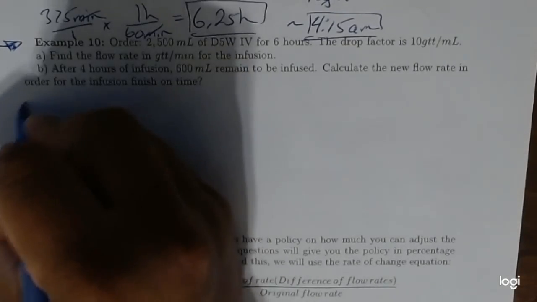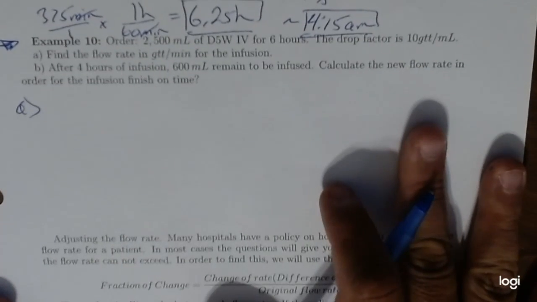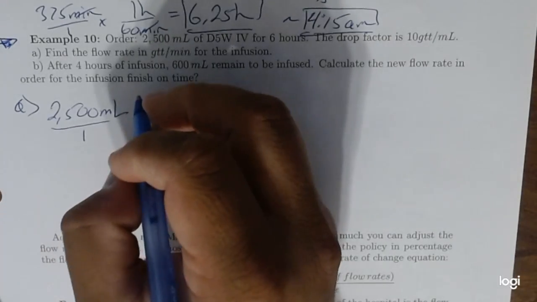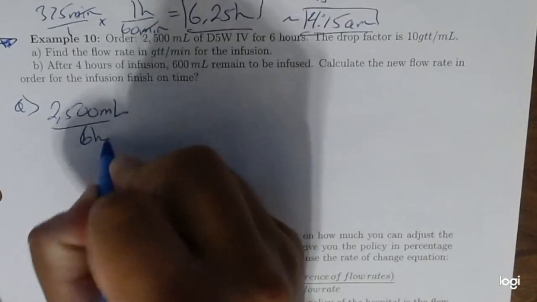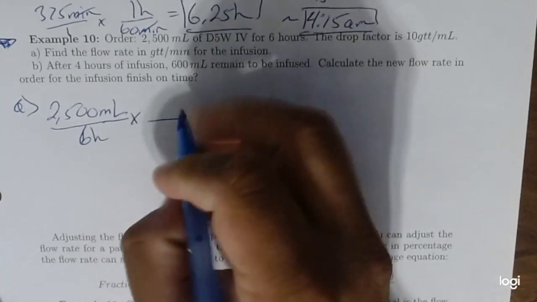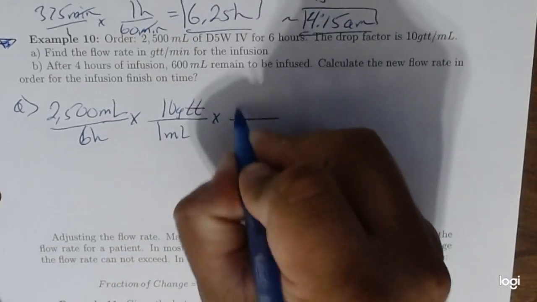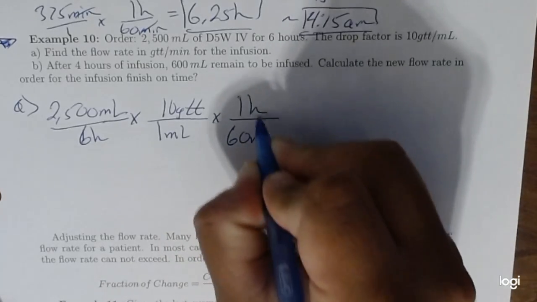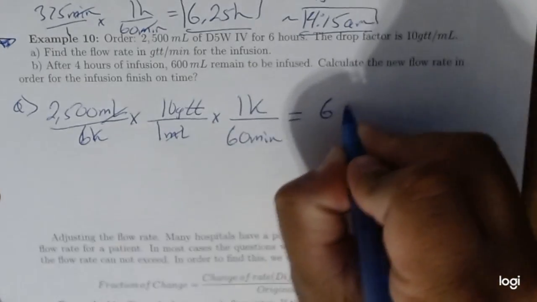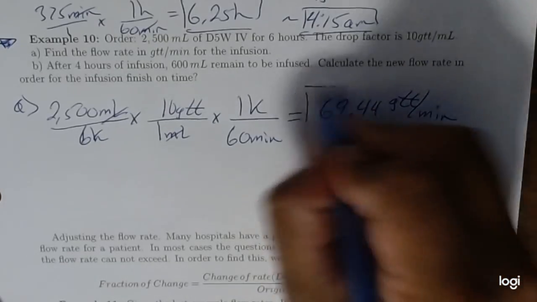A says, find the flow rate in GTT per minute. Well, same thing, right? Infusion. Okay, not too bad. So 2,500 milliliters for 6 hours, right? And we just convert that to GTT per minute. So, for every 1 milliliter, there's 10 GTT. And then for every 1 hour, there are 60 minutes. So canceling and multiplying should give you 69.44 drops per minute as your answer.